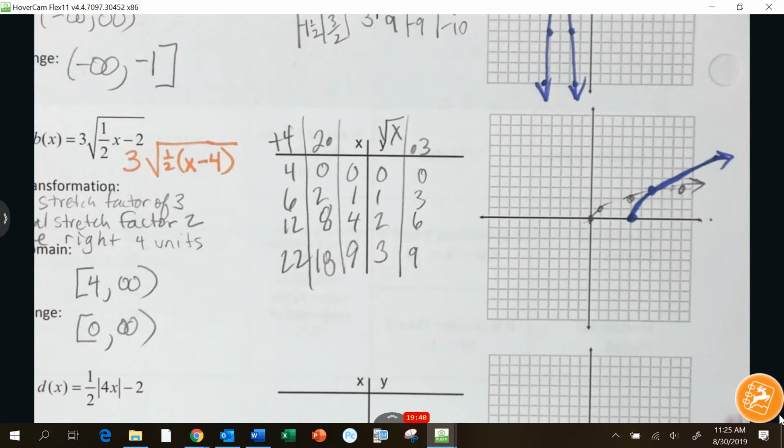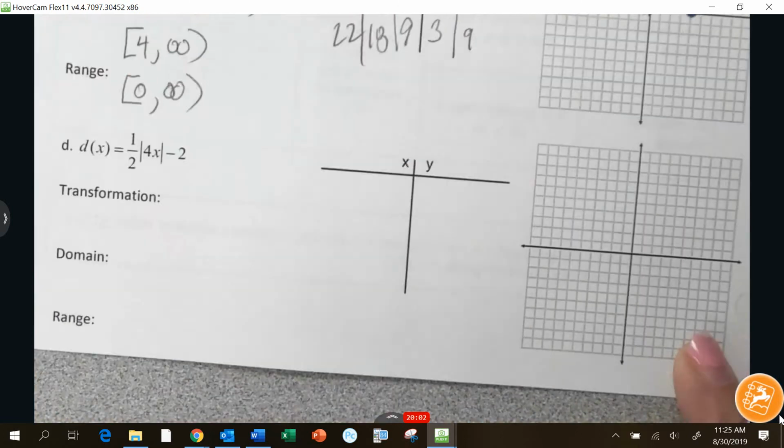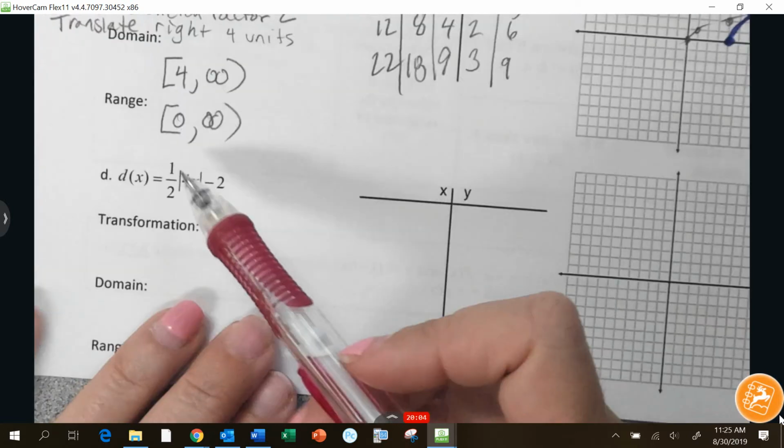For time purposes, not going to do all of D. Let's just talk about what the transformations would be in words, and then we'll move on to the next question. You know, you have to graph both. You don't have to in your notes, but you have to graph both. Okay, I mean, parent and not parent. So let's just talk about the transformations.